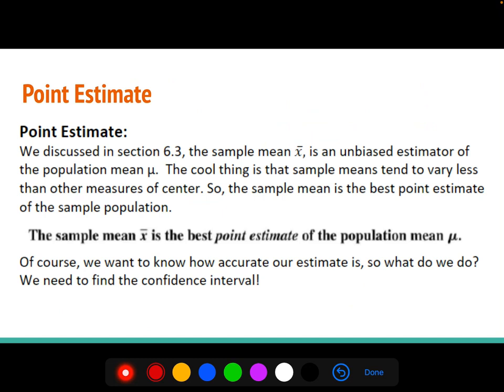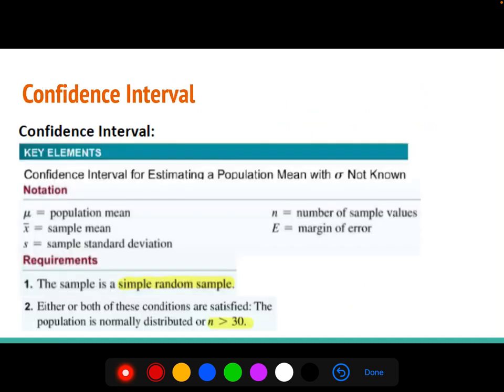So the point estimate we were talking about: the sample mean is an unbiased estimator of the population mean. And as the sample means tend to vary less than other measures of center, it's going to be the best point measure. And we want to know how accurate our estimate is. We're going to have to start with that confidence interval.